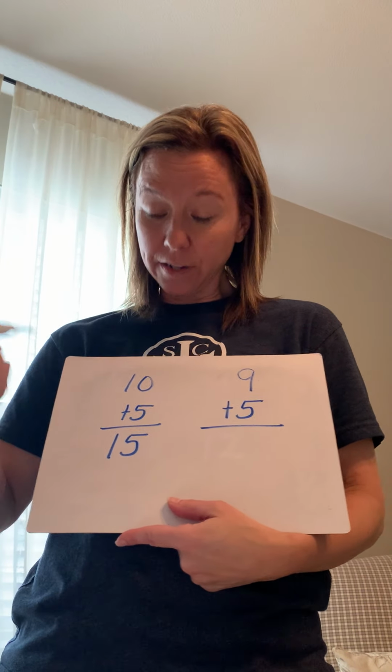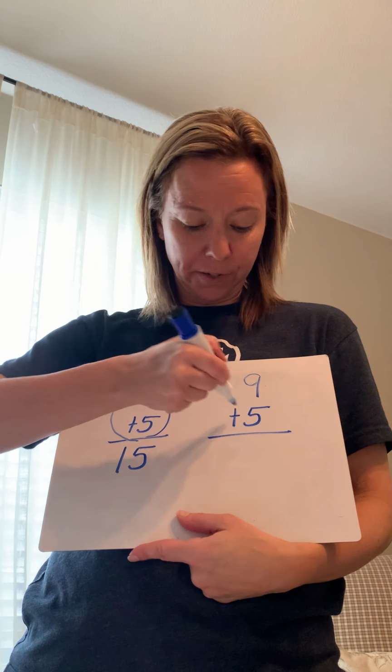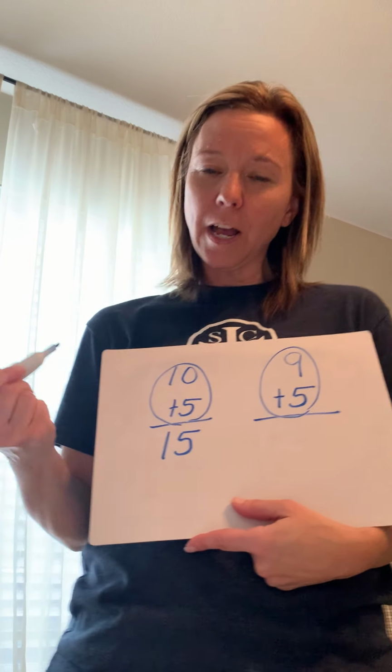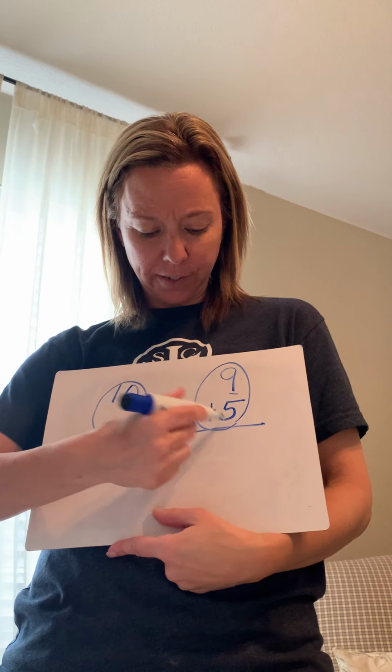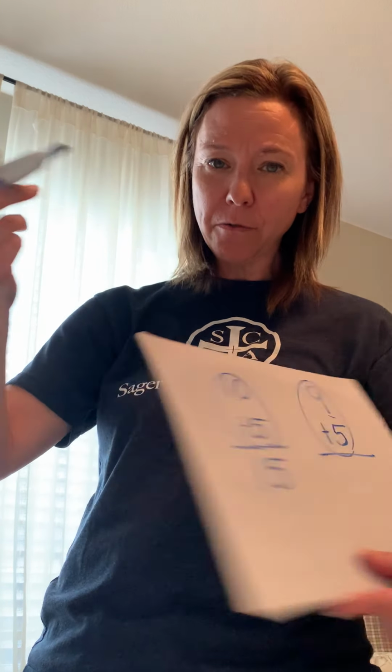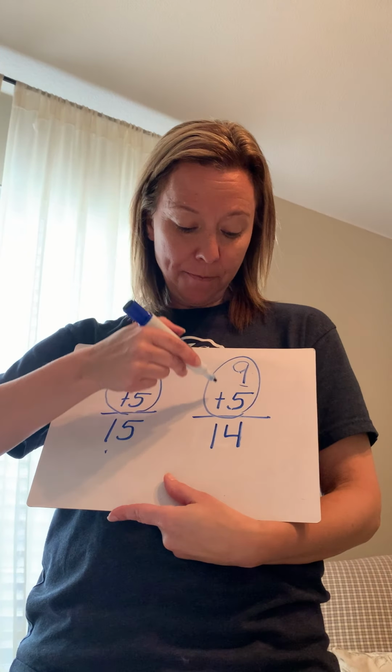Good. All right, so let's look at these two problems. What is different about these two problems? This is different than this, right? The 5s are the same. So 9 is 1 less. 9 is 1 less than 10. So, what do you think 9 plus 5 is? What's 1 less than 15? If I count backwards, it's 14, right? So 9 plus 5 is 14.